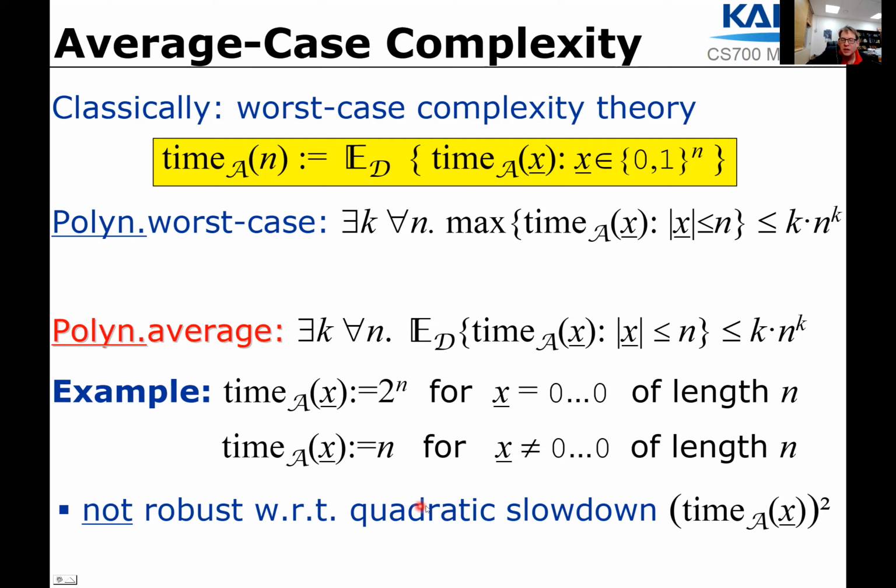So this demonstrates that this definition of polynomial average case complexity is not robust. It's not closed under, for example, quadratic slowdown, quadratic reduction, and therefore it's not a good definition.